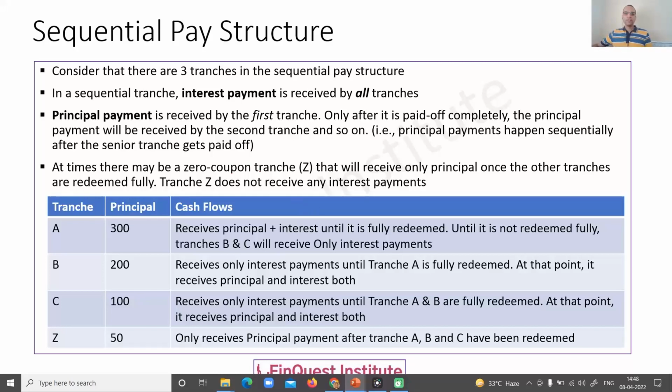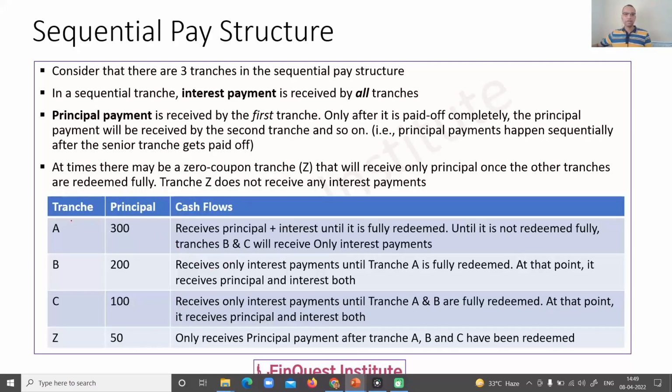Now, at times, there can be a separate zero coupon tranche which is created. Now, the idea of a zero coupon tranche is it doesn't receive any coupon payment. So that way, the idea is very similar to a zero coupon bond. It doesn't receive any interest, but it will just receive a principal payment once the other tranches' requirements on principal repayments have been met.